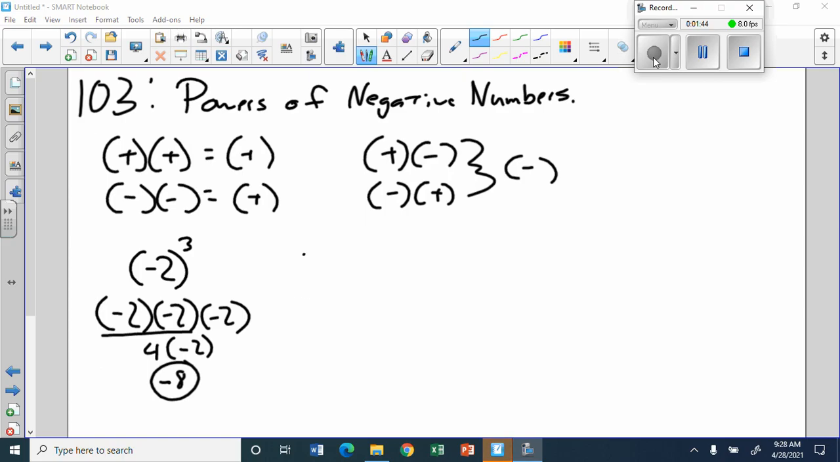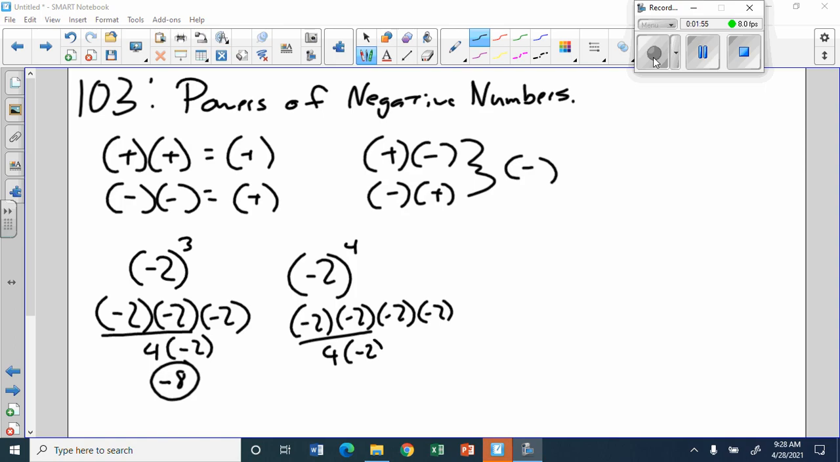If I had an even number of negatives, let's do negative 2 to the 4th power. It's the same thing, negative 2 times negative 2 times negative 2 times negative 2. And if we follow the steps, 4 times negative 2 times negative 2, negative 8 times negative 2, we get a positive 16.